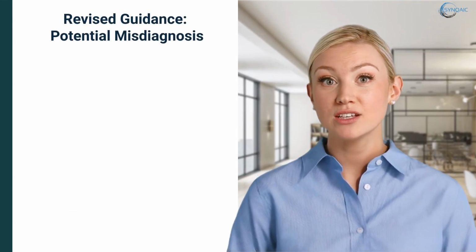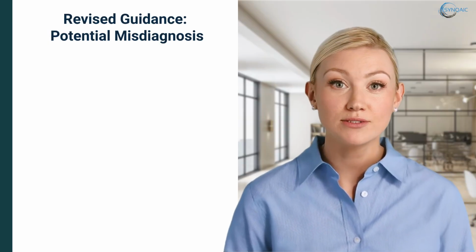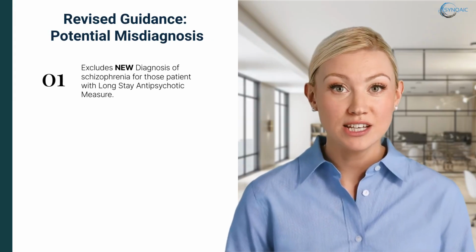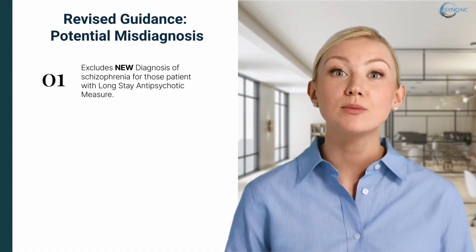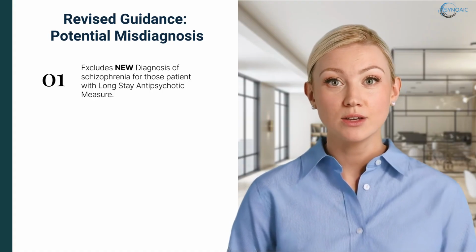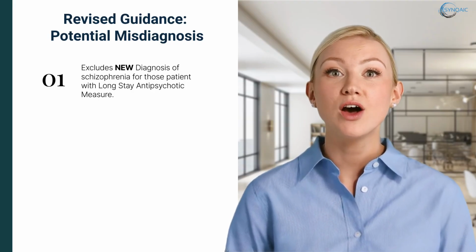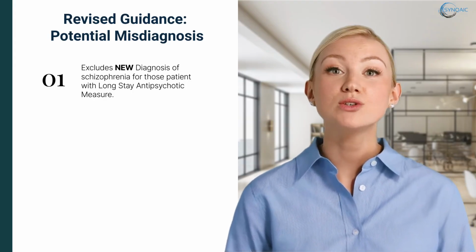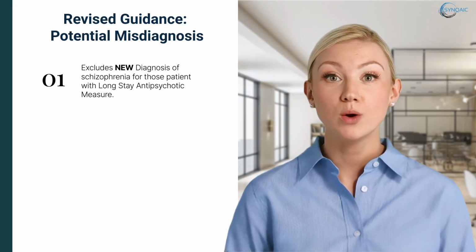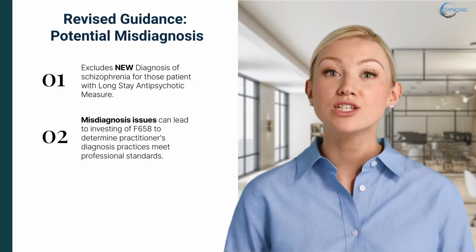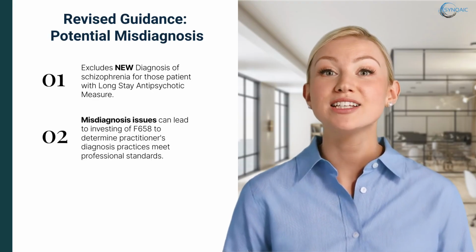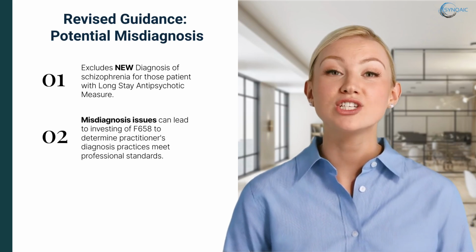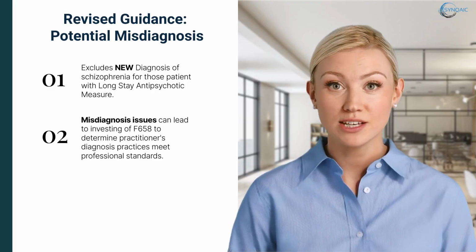Another change in the regulation is to look at current practice in how schizophrenia as a diagnosis is being used. To avoid potential misdiagnosis of residents, language was added about the potential misdiagnosis of residents with a condition for which antipsychotics are an approved use, such as using a new diagnosis of schizophrenia, which excludes the resident from the long-stay antipsychotic quality measure. Further, this potential misdiagnosis issue can lead surveyors in considering and investigating under F658 to determine if the practitioner's diagnosing practices meet professional standards.